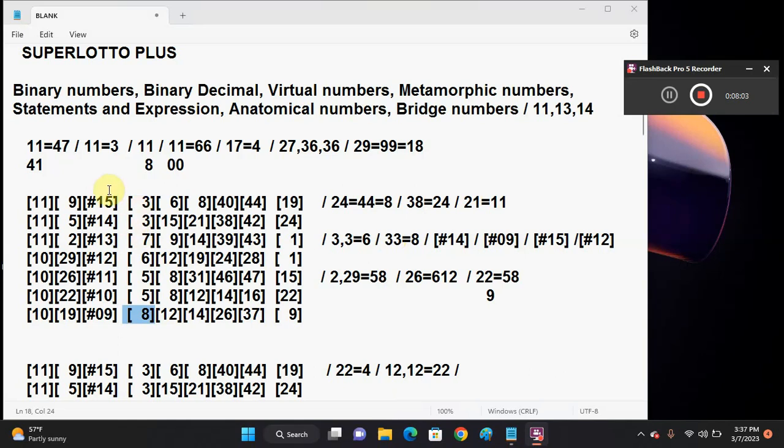I'd like to talk about the 26. Now the 26 carries the statement 2 6s. 2 6s is equal to 12. Let me put that right there. Now 2 6s is equal to 6 6. 6 plus 6 is equal to 12.